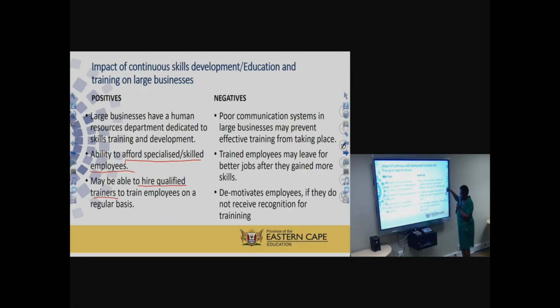But there is a negative on that one also, because the employees that have been trained can leave for better jobs. You can train them, but the disadvantage is they can leave for better jobs because they have gained more skills from you, and you can't change that. It demotivates employees if the business can't recognize them for their training. Moving on, we are running out of time.